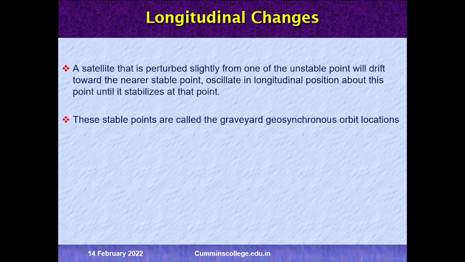A satellite that is perturbed slightly from one of the stable points will drift toward the nearest stable point, and oscillate in longitudinal position about this point until it stabilizes at that point. These stable points are called the graveyard geosynchronous orbit locations.